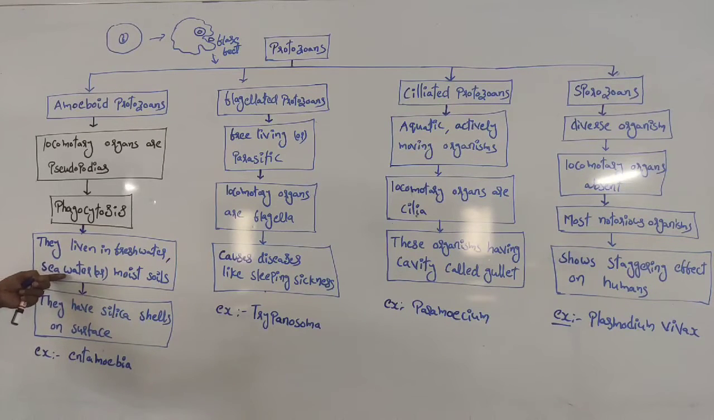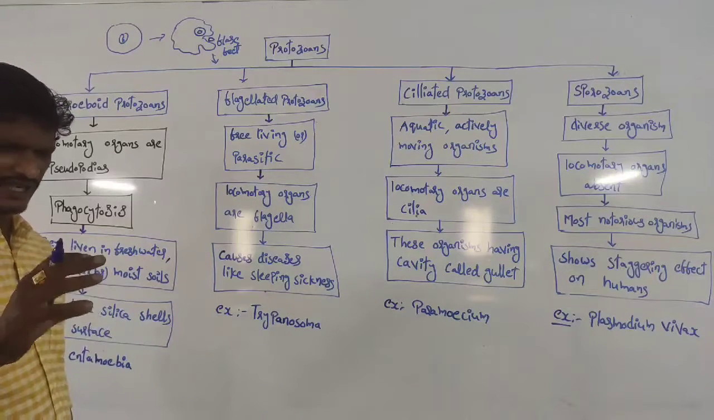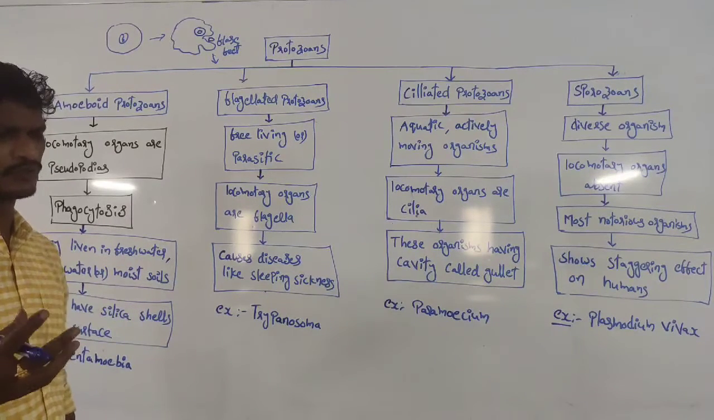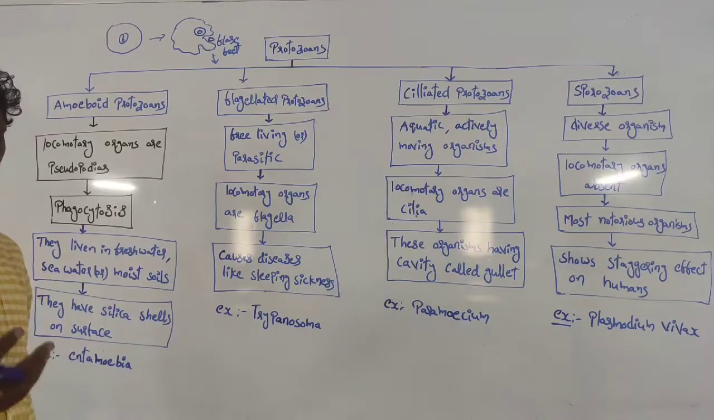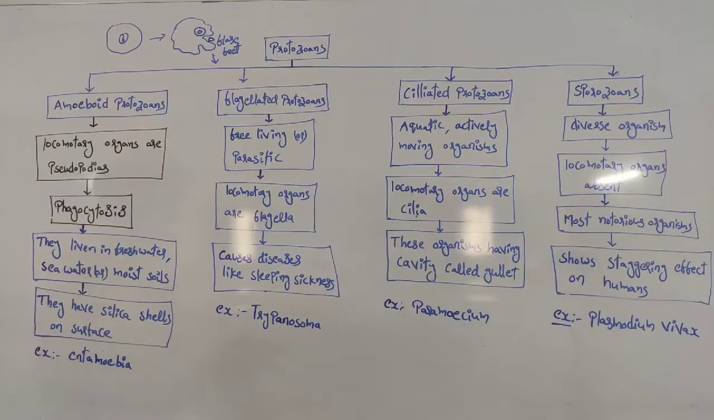In certain cases, sea water also, these organisms are grown, and they have a very smooth body. The smooth body is covered by silica cells, right? Outside, there is an exoskeleton formed, or a shell structure is formed. That cell structure is made up of silica.